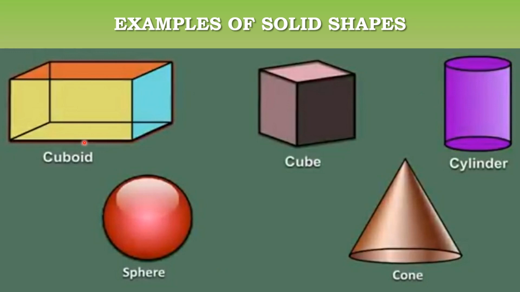Now see some examples of solid shape. This solid shape is called cuboid. This solid shape is called cube. This is called the cylinder. This solid shape is known as cone. And this solid shape is called sphere. Cuboid, cube, cylinder, cone and sphere are some examples of solid shape.